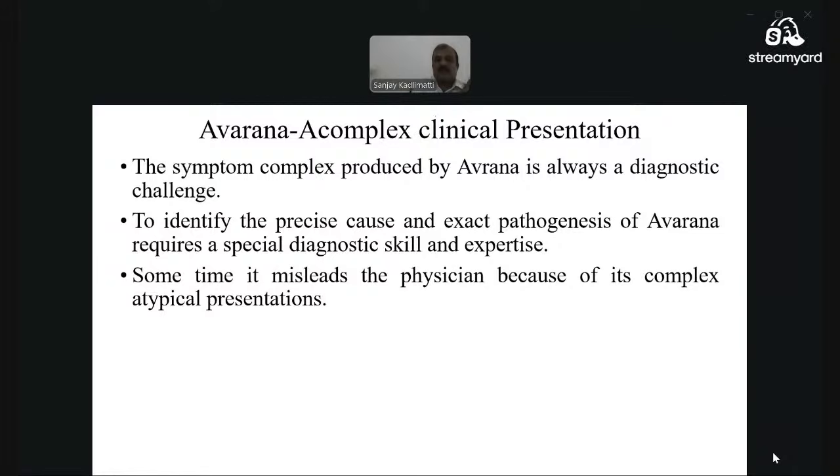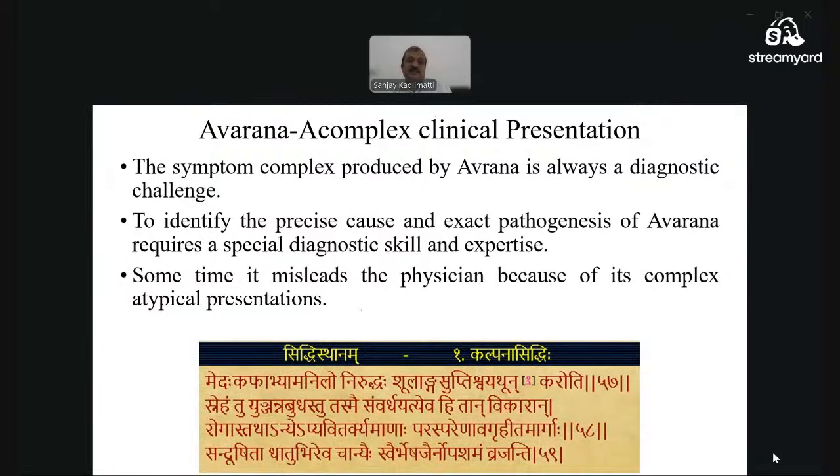Why do we call Avarana a complex clinical presentation? Because the symptoms are complex and it is always a diagnostic challenge. To identify the precise cause and the exact pathogenesis of Avarana requires special diagnostic skill and expertise. Sometimes it may mislead the patient because of its complex presentations. See, example. A very nice example is given in the first chapter of Siddhisthana of Charaka. Read it carefully. How this can mislead you is beautifully given here.